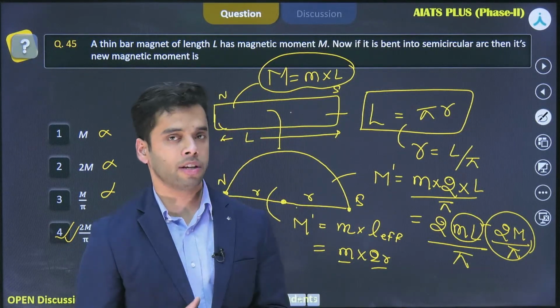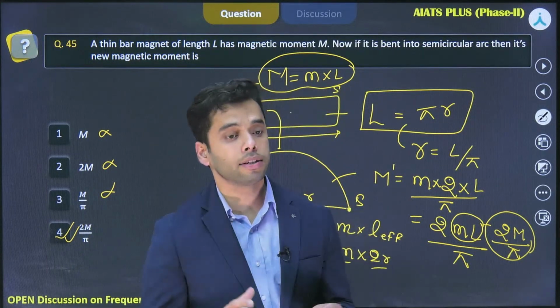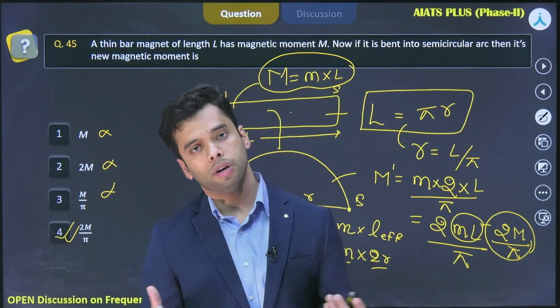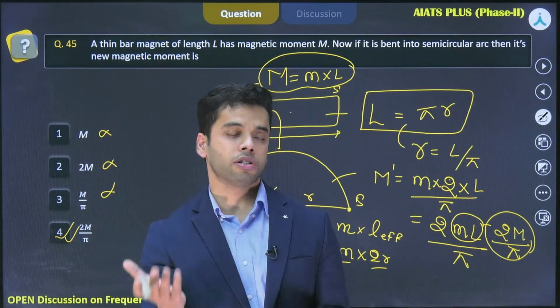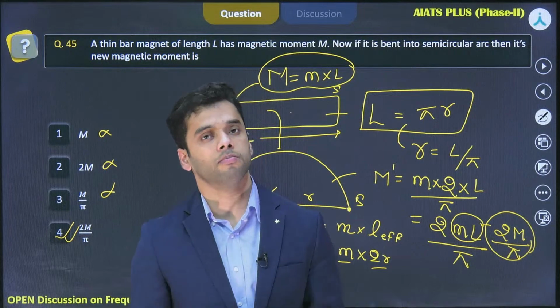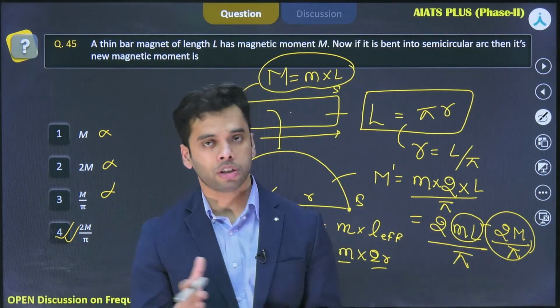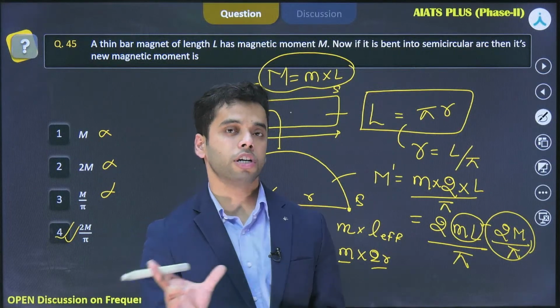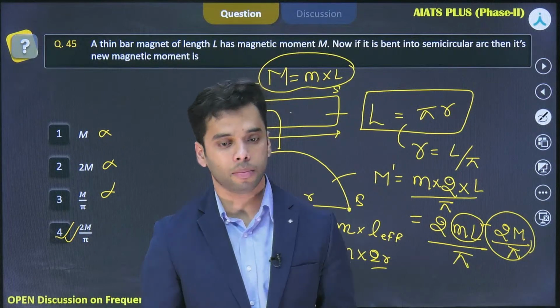So the key concept over here is that if you are not changing the area of the cross section, the pole strength is going to remain the same. Had the cross section been modified, you would have to take into consideration that pole strength would be affected. So in these types of questions, you just need to keep in mind that since the area of cross section is the same, pole strength will be the same. You just need to calculate the effective distance between the poles to get the new magnetic moment, right?